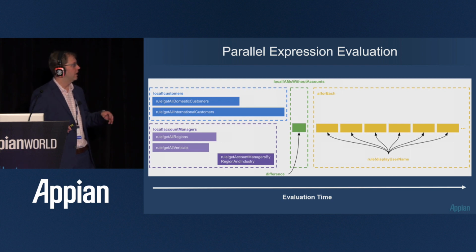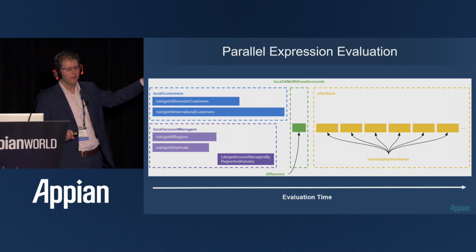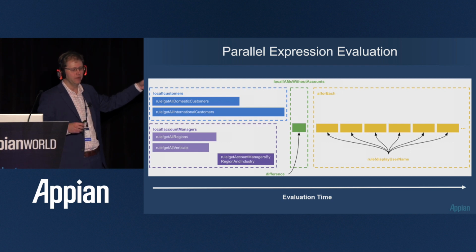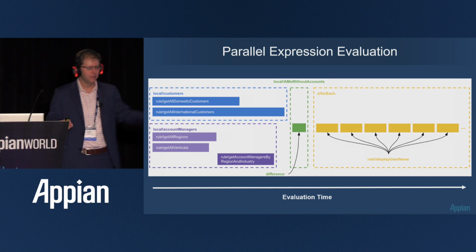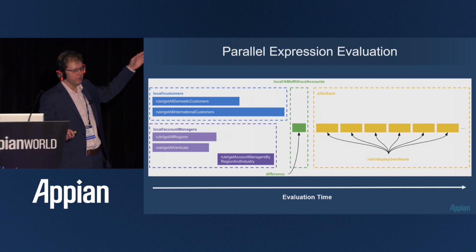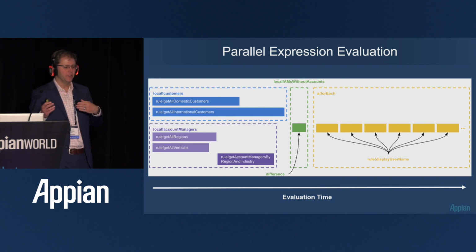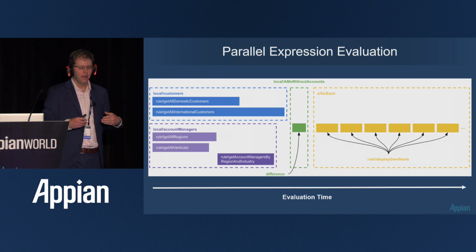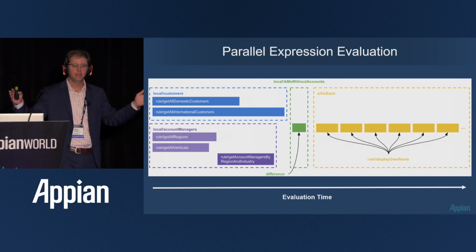So in this example, just to explain what you're seeing here, imagine that this represents a graphical representation of executing a rule that populates a list of account managers that don't have accounts. The evaluation time is going from left to right here in this picture. First thing you need to do is get all of our customers, and then let's get all of our account managers and see which account managers aren't lined up with the customers, and then we can display those. And what's happening is everything that you see stacked is actually executing simultaneously instead of serially.